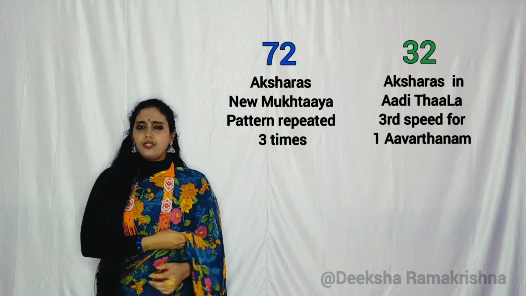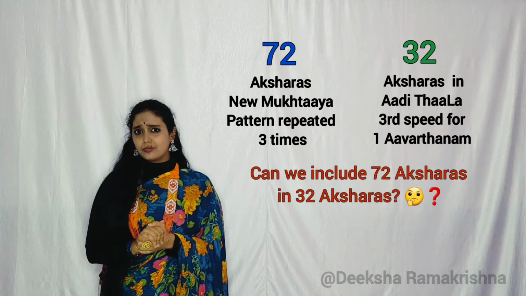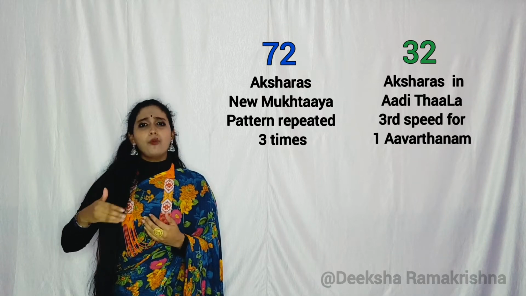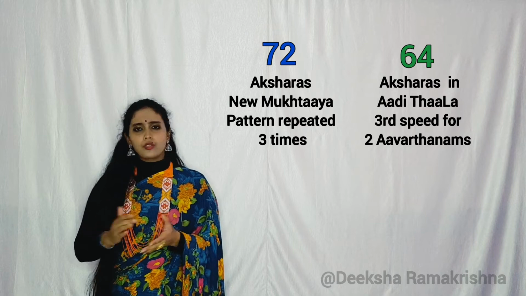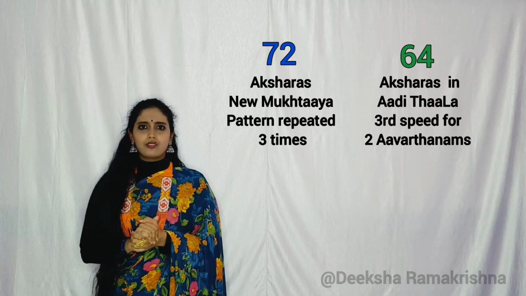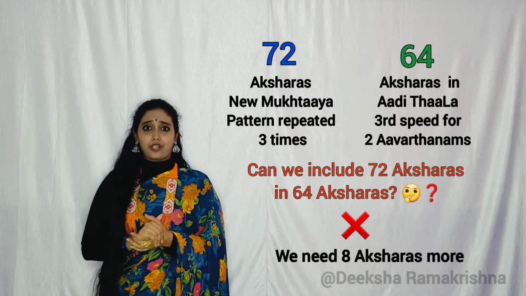Now in Aadi Thaala, we know that we have 32 Aksharas. So can we include 72 in 32? No, right? So we have to multiply the counts, or we have to take more number of Avartanams. So let's try with 2 Avartanams. 2 Avartanams of Aadi Thaala will give us 64, right? So 64, still we have 8 more Aksharas, like we are lagging 8 more Aksharas.